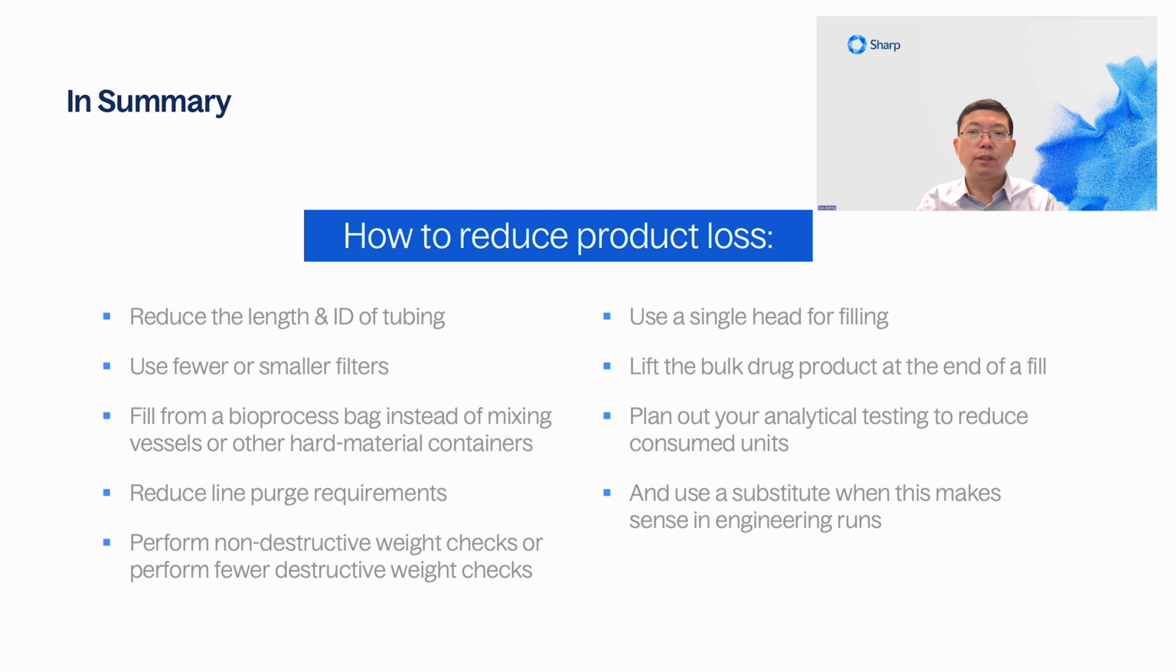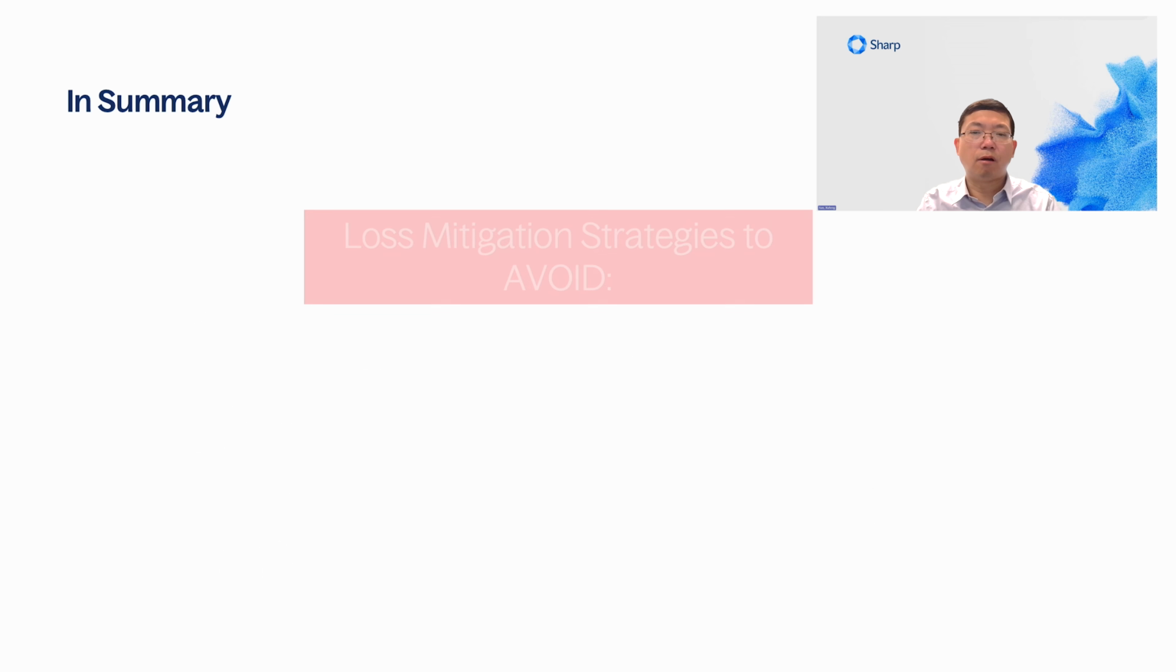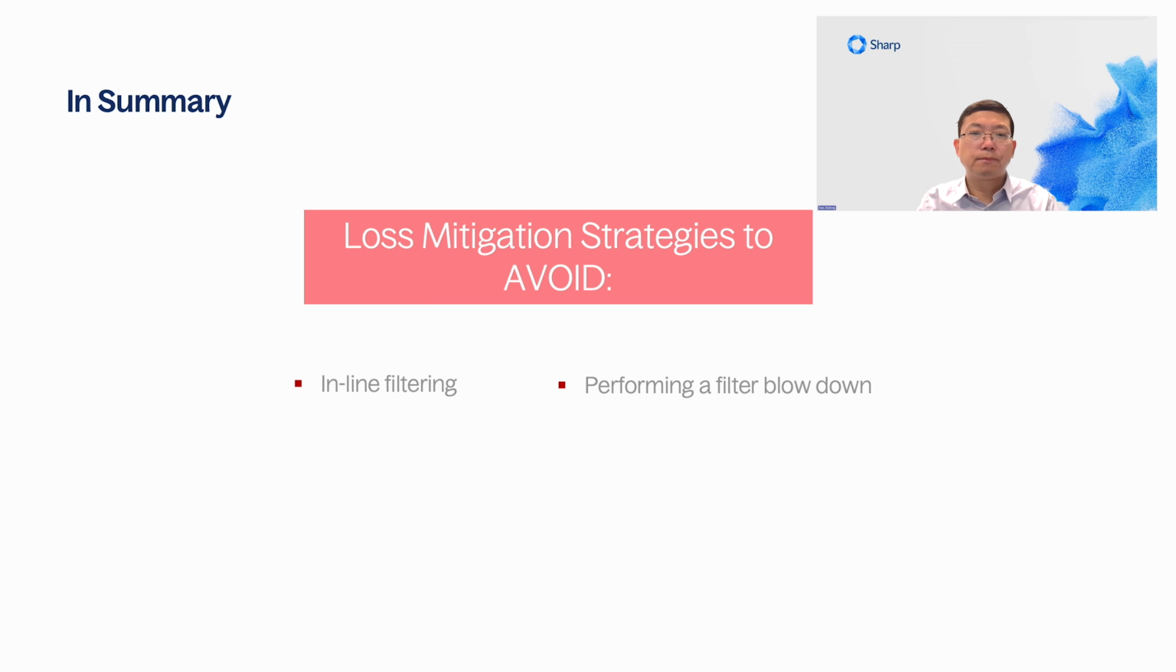Two techniques for reducing product loss that have higher risk than the above techniques are filtering on the line and performing a filter blowdown. These strategies, while they work at reducing product loss, should be the last resort due to the risk. In general, the risk outweighs the reward, in my opinion. I mentioned nearly all the ways that we can reduce product loss, but we still have one left to discuss.